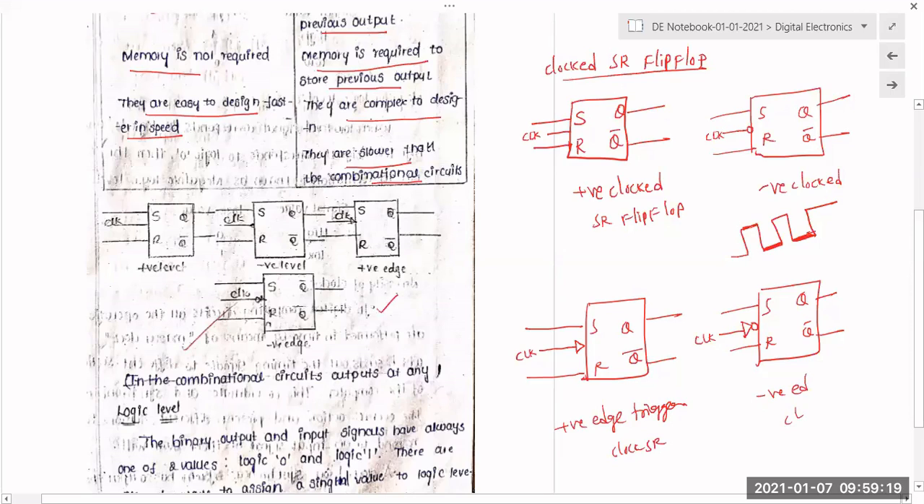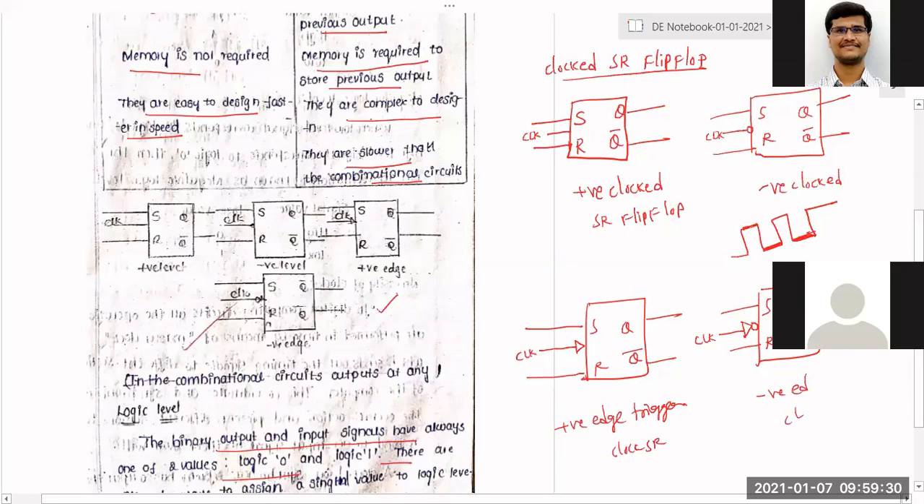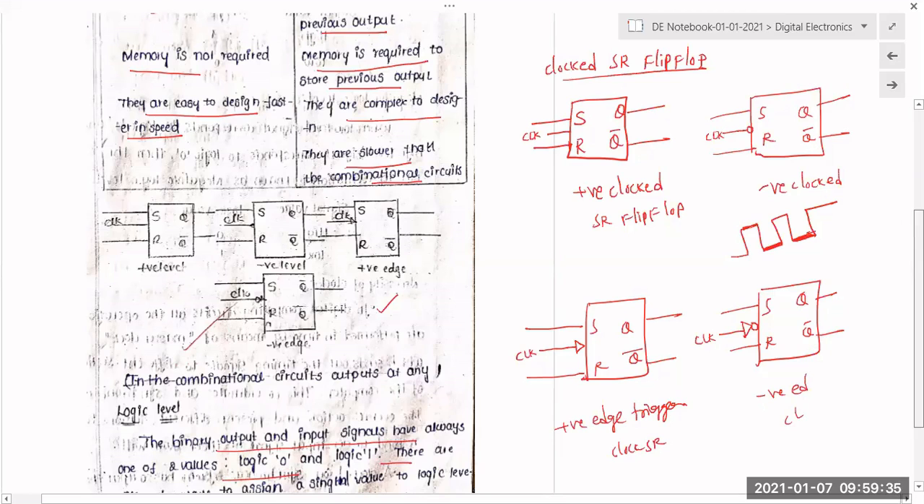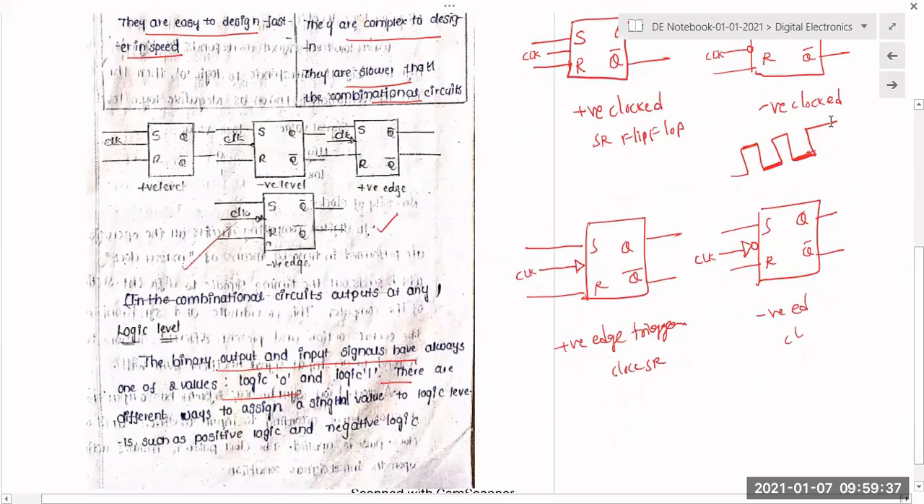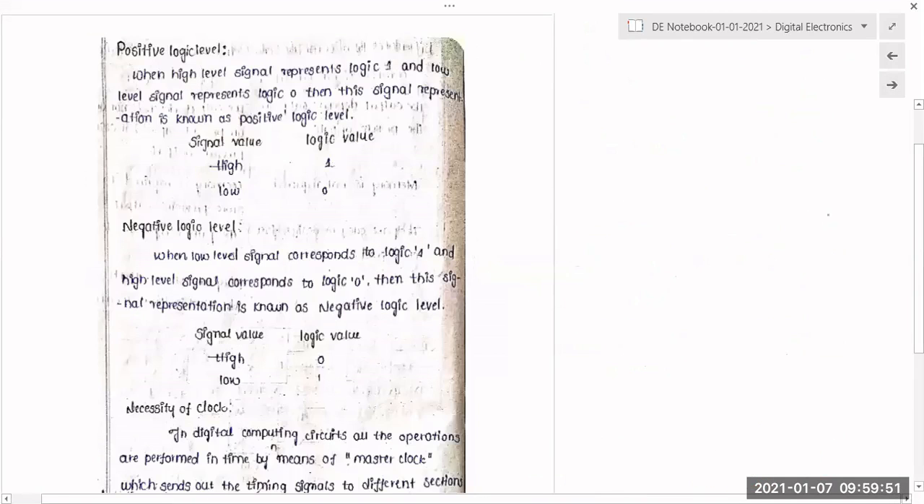Yes, sir. So logical level, the binary output and input signals are always one of the values. Whenever we are discussing binary, sequential circuits or combinational circuits, the input is also logic 0 or logic 1, and the output is also logic 1 or logic 0. There are different ways to assign this single value to the logic level, such as positive logic or negative logic.